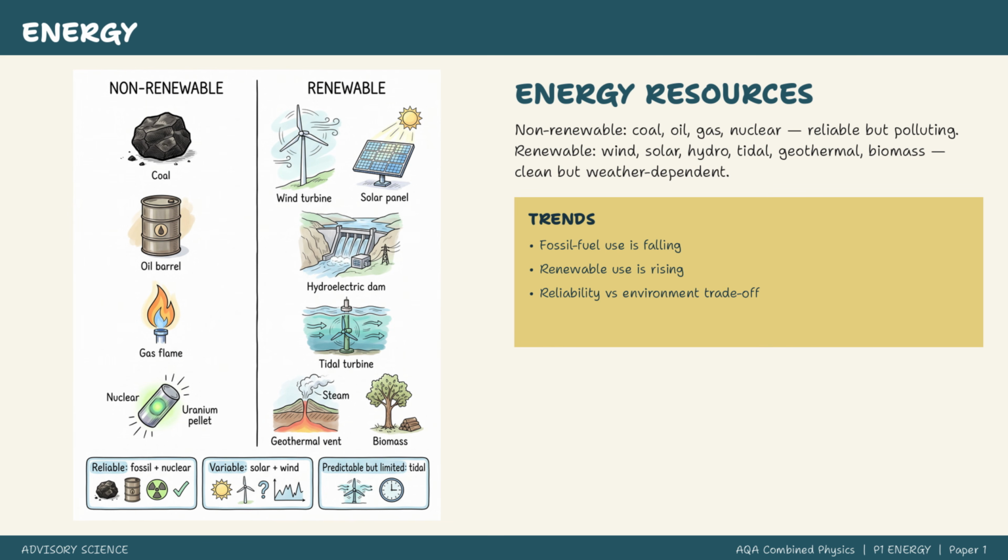Renewable resources like wind, solar, and hydroelectric power will never run out. They're clean because they do not emit greenhouse gases during generation, but they are unreliable because if the wind stops blowing or the sun goes down, electricity generation drops to zero.